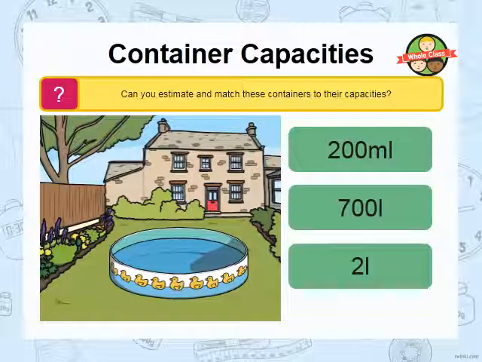We have another question. Can you estimate and match the container to the capacity? We have this swimming pool. You will think about it. How many liters or how many milliliters can this swimming pool hold? This swimming pool can hold 200 milliliters, or 700 liters, or 200 liters. 700 liters. Well done.